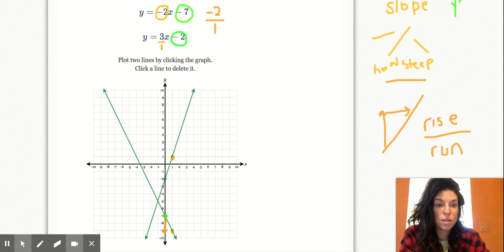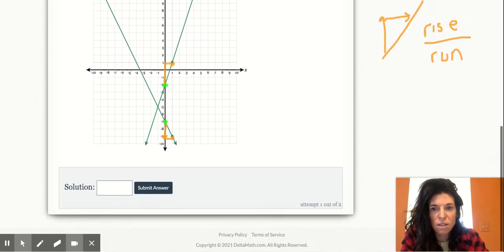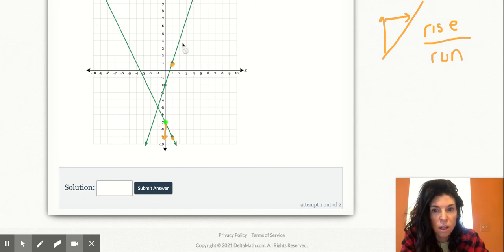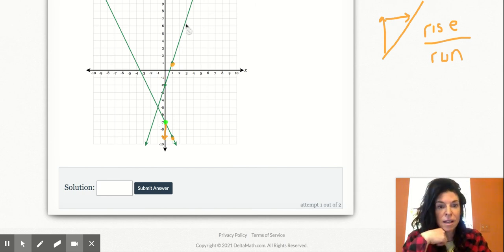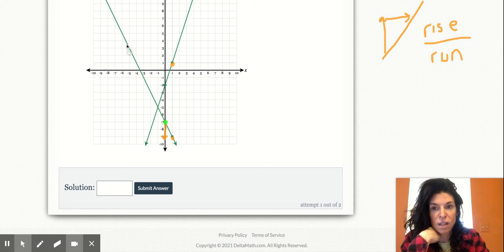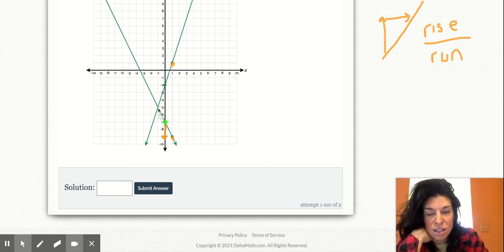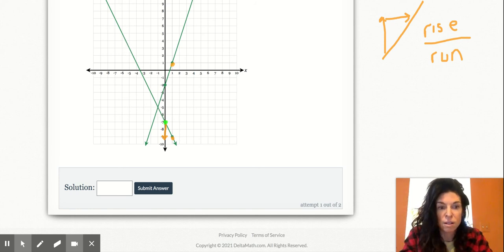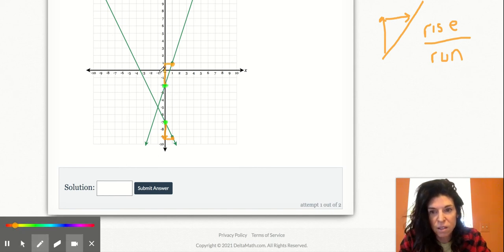The solution to a system of equations is when those 2 lines, when those 2 equations, are equal. And so if you're just looking at this graph, you can see they're not equal here because this line is by itself and this line's over here. They're equal where they're in the same spot, where they cross. Now in DeltaMath, do not click on this line because they'll disappear. But you can see that this point is the coordinates for where they cross.